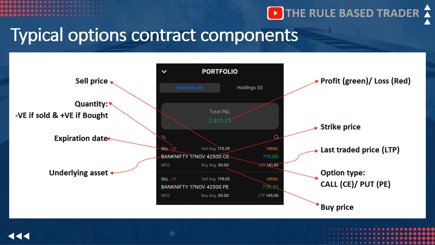Additionally, in this screenshot, you can see the quantity. It is shown in negative because I have sold the options. It will be positive if I had bought the option. And you can see the sell price. You can see the profits in green and it will be red if it's in loss. You can see the buy price as 0 because these are still open positions. You can see the last traded price of this options contract as well. So this is basically an Alice Blue mobile application. For other platforms, it may look slightly different as well.